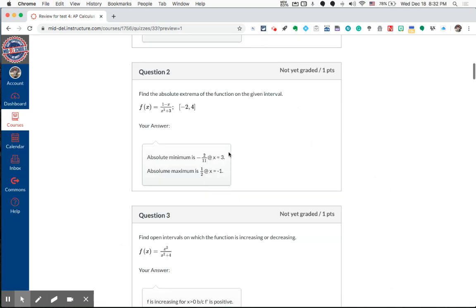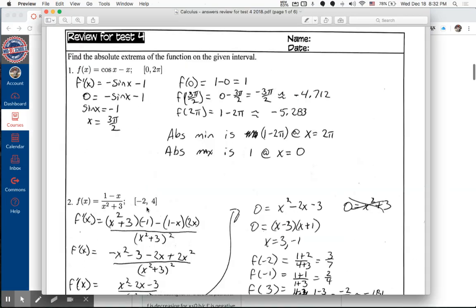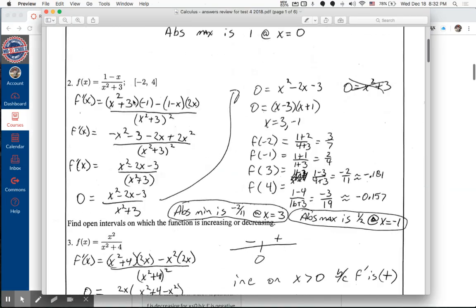All right, number 2. We want the absolute extrema of this, so we need the quotient rule. So we've got the bottom times the derivative of the top minus the top times the derivative of the bottom over the bottom squared. Clean up the numerator, so I distribute, gives me negative x squared minus 3. Distribute the negative and the 2x gives me a negative 2x plus 2x squared. The positive 2x squared to the negative x squared gives me x squared. I got a negative 2x. I've got a negative 3.